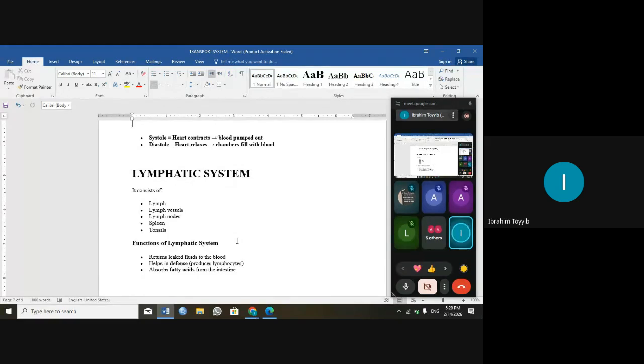We have gonadial arteries. So that's the arteries that supply blood to the gonads. And we have intercostal artery that supplies blood to the thorax.